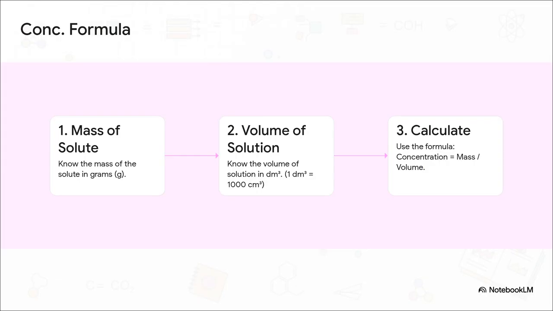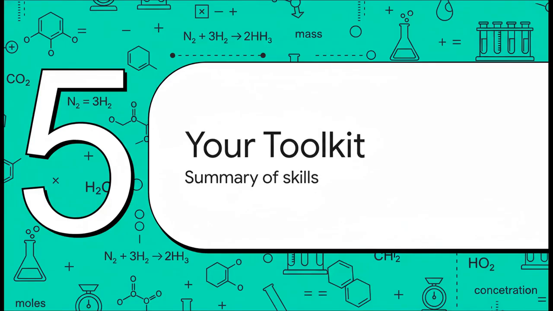And of course, there's a formula for it. Concentration equals mass divided by volume. But listen up, because here comes a classic exam trap. The volume must be in cubic decimeters, or dm³. A lot of the time, they'll give it to you in cubic centimeters, cm³, just to catch you out. Just remember to divide the cm³ by 1,000 to convert it to dm³ before you do anything else. And that's it. We've covered all the core calculation skills you are going to need.